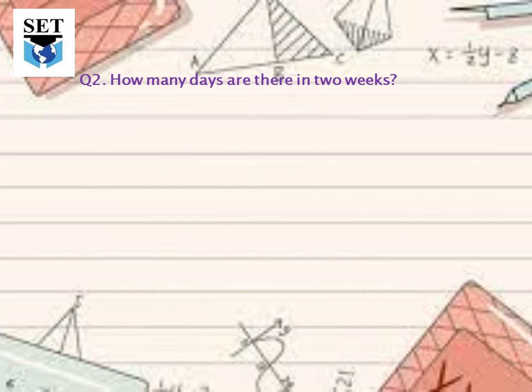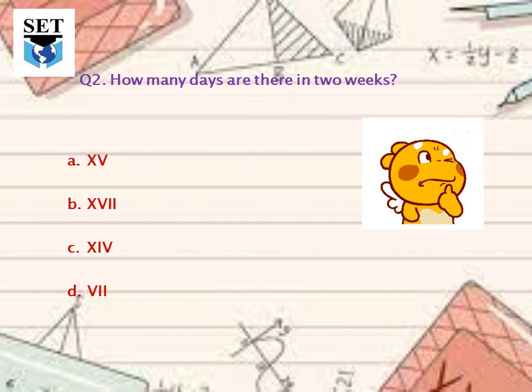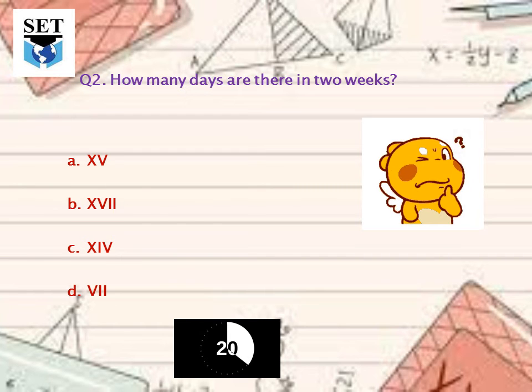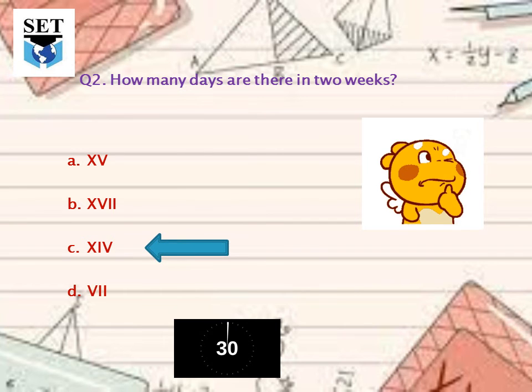So, the second question is, how many days are there in 2 weeks? The options are XV, XVII, XIV, VII. Your time starts now. I know you can solve it. Okay, so the correct answer is XIV, 14. Very good.